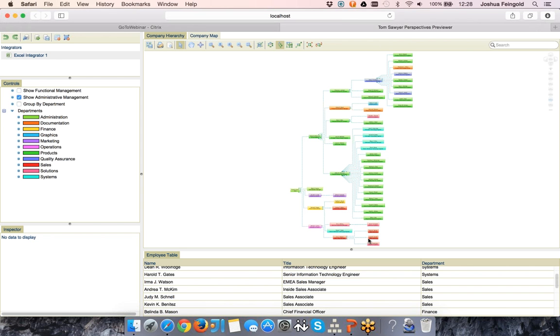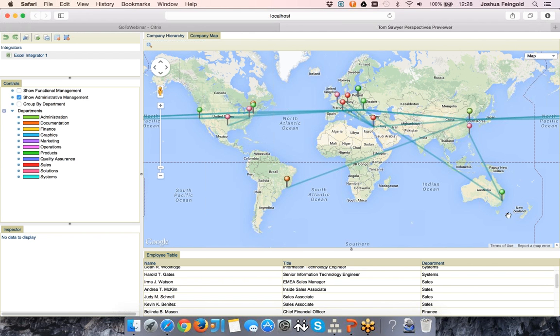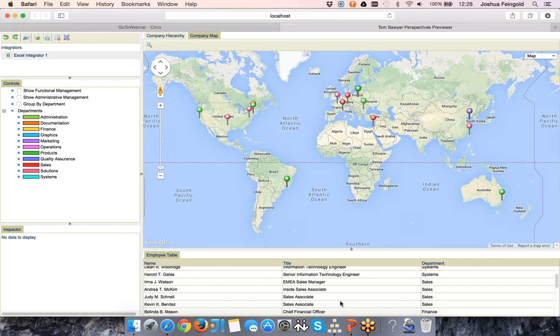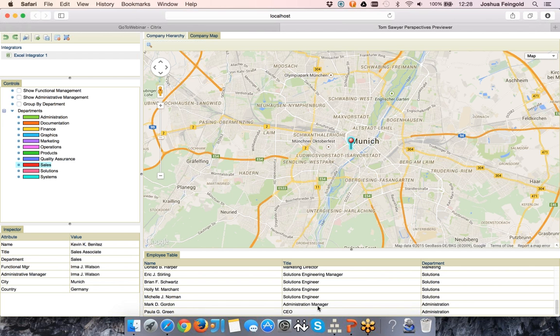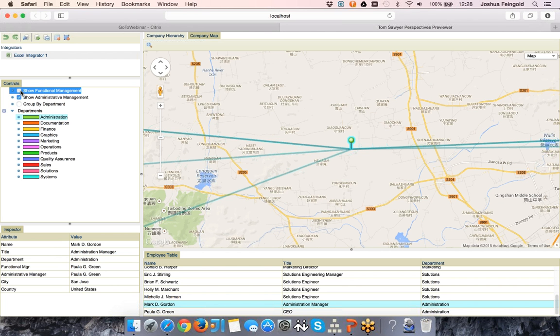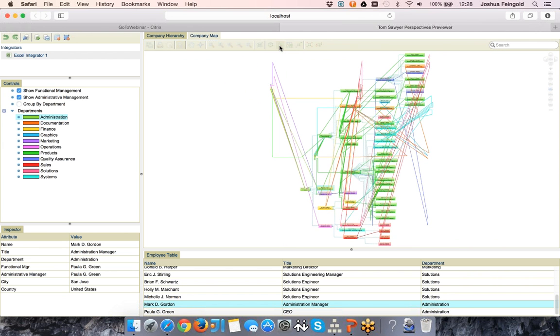You can see that there is a lot more interdepartmental connectivity here because we want people in similar time zones. And if we jump to the company map, you can see that we've got different edges. So you can see that all of these offices are connected fairly differently if we show the administrative management versus showing the functional management. And again, we can jump around and see where people are located.